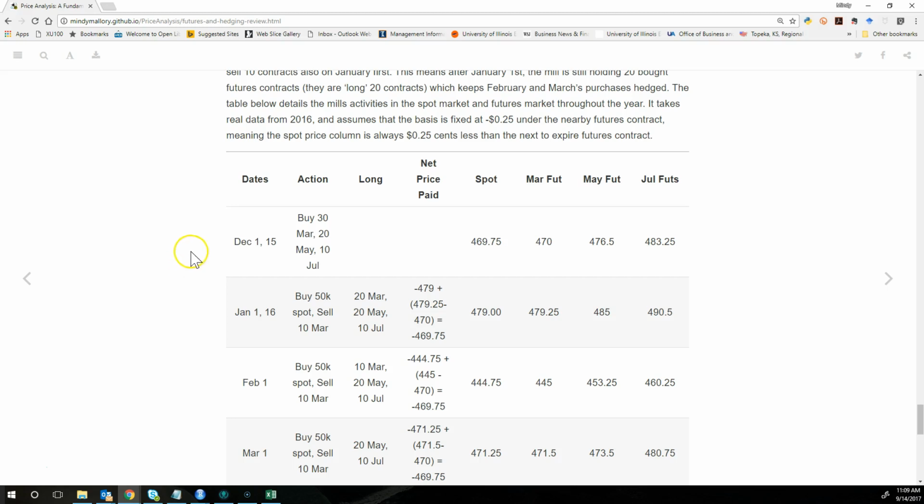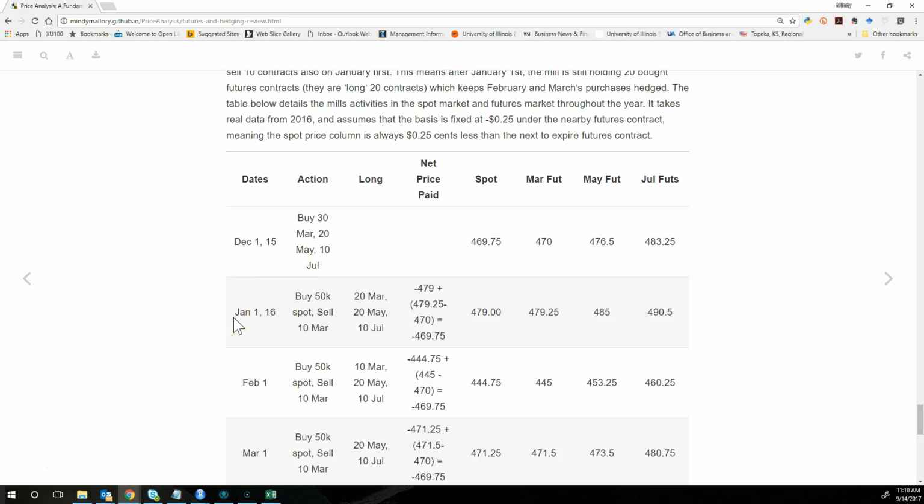Okay, so let's take a look at what's going on December 1st. On December 1st, the mill says, boy, those prices look pretty good. Let's lock in our 6 months worth of purchases today. So I'm going to buy 30 March futures contracts, and that will hedge January, February, and March purchases. I'm going to buy 20 May, that will hedge April and May's purchases, and 10 July contracts, that will hedge June's purchase. So we do that on December 1st.